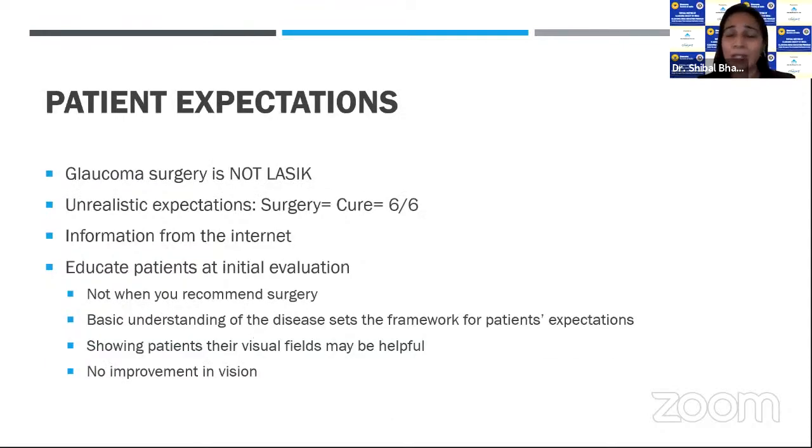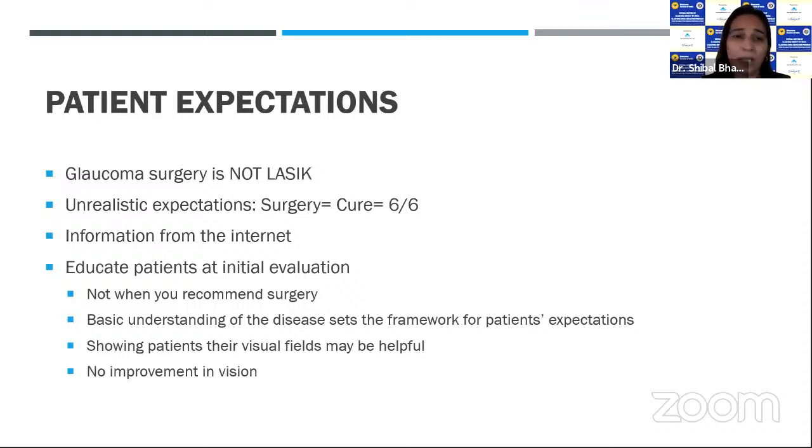Patient expectations is something that you have to learn to manage. Remember, glaucoma surgery is not LASIK. And thanks to our cataract and refractive surgery colleagues, it's a nightmare practicing surgical glaucoma now. Everyone expects the surgery to be a cure and to give you 6/6 vision. So you have to be very, very emphatic when you take your consents about this not causing any increase in vision at all. In fact, you might have a vision drop of 1 to 2 lines following surgery, which may persist for as long as 6 months.